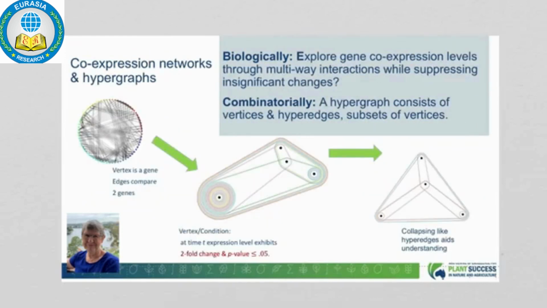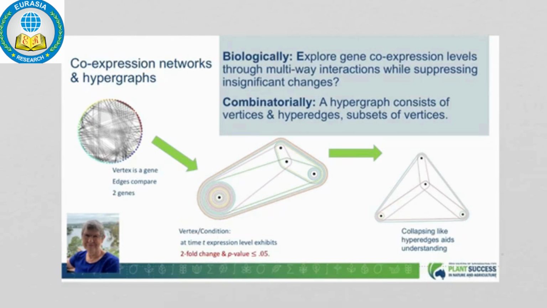As an alternate approach, we're looking to capture not only the pairwise interactions between the genes, but the multi-way interactions. And in particular, when there was significant change across multi-way comparisons. So on the left here, you have a standard graph representation where the vertices are the genes and the edges represent some sort of comparison between two genes.